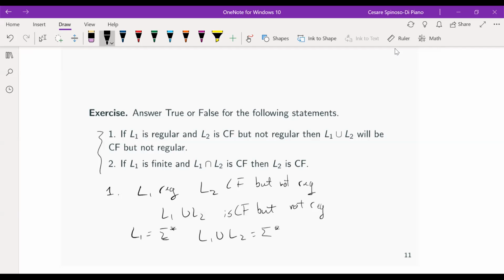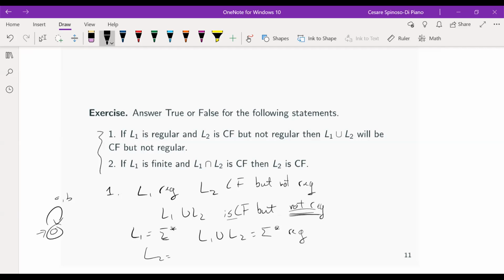So sigma star is regular, right? Which is not the same as being context free, but not regular. This specifically says that L1 union L2 should not be regular. But sigma star is regular because remember, this is an FA that accepts sigma star. It's an FA, so it's regular. However, yeah, so no, this is already a counterexample.